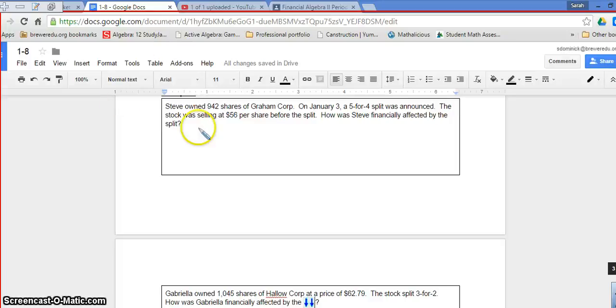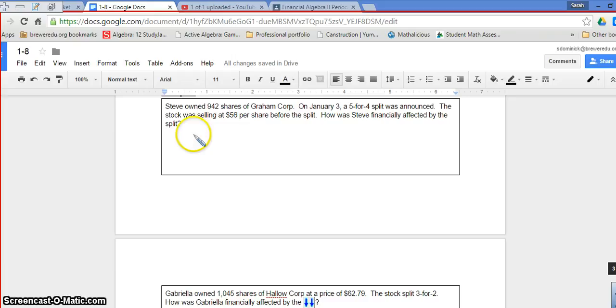So it says Steve owned 942 shares of this corporation. They did a 5 for 4 split. So you got 5 new shares for every 4 shares you had before the split. The stock was selling at $56 per share before the split. Was Steve financially affected by the split? Okay, so you first have to figure out what each one was post-split. So you can use those formulas you had above.